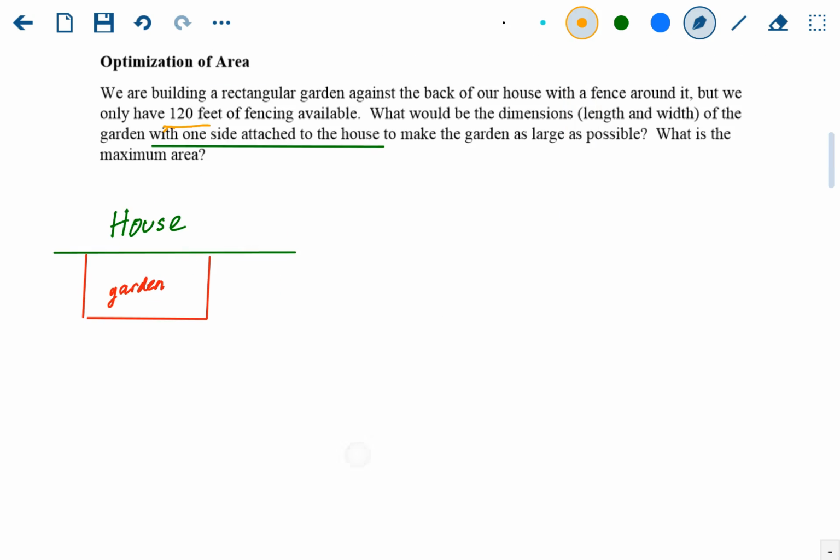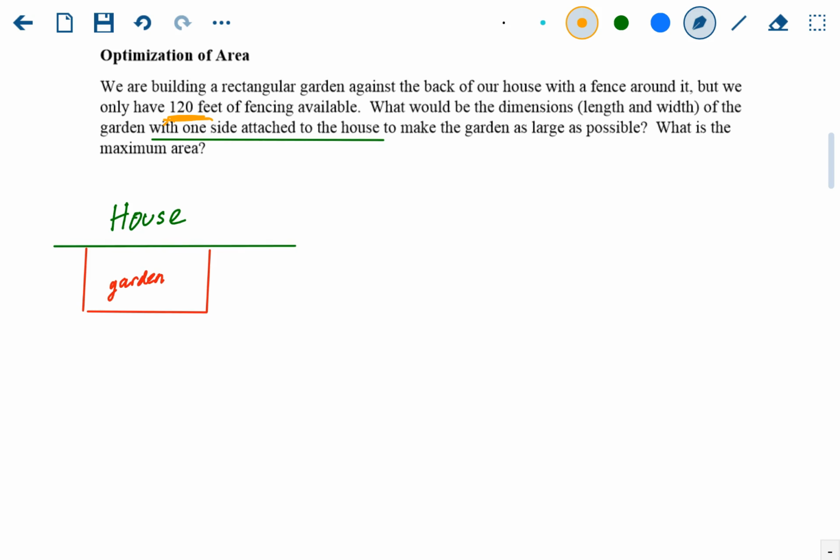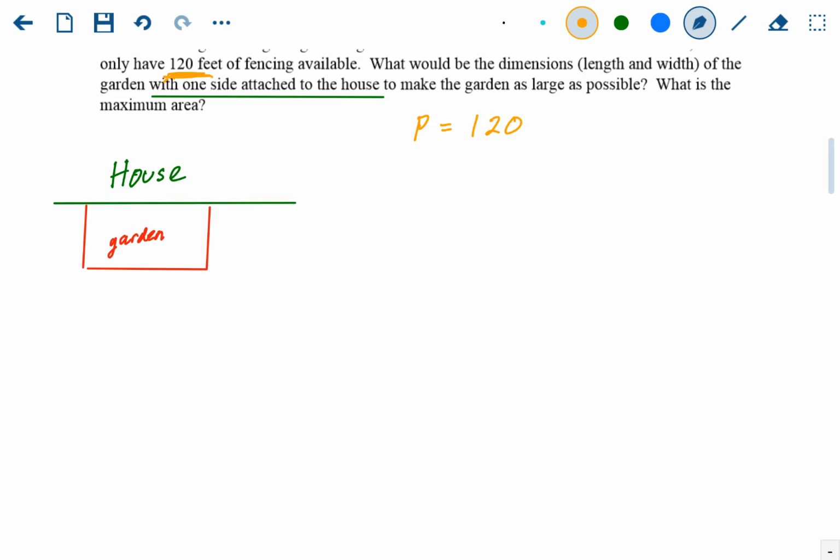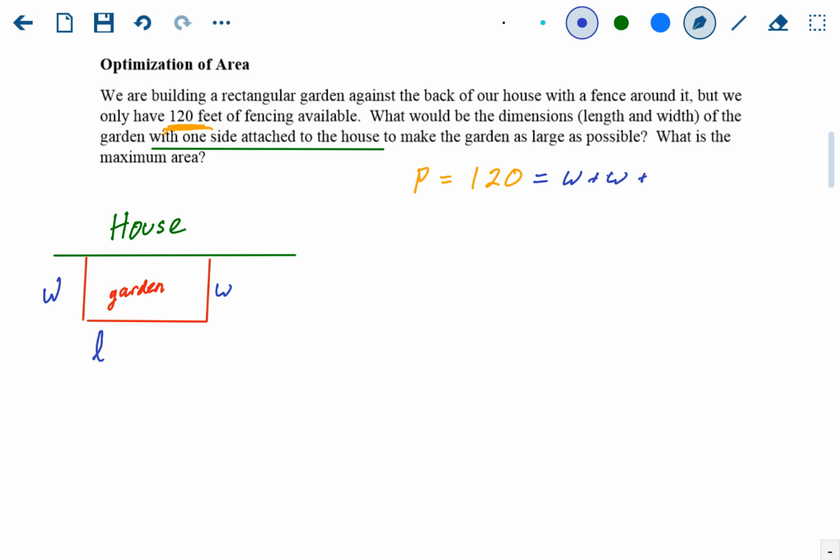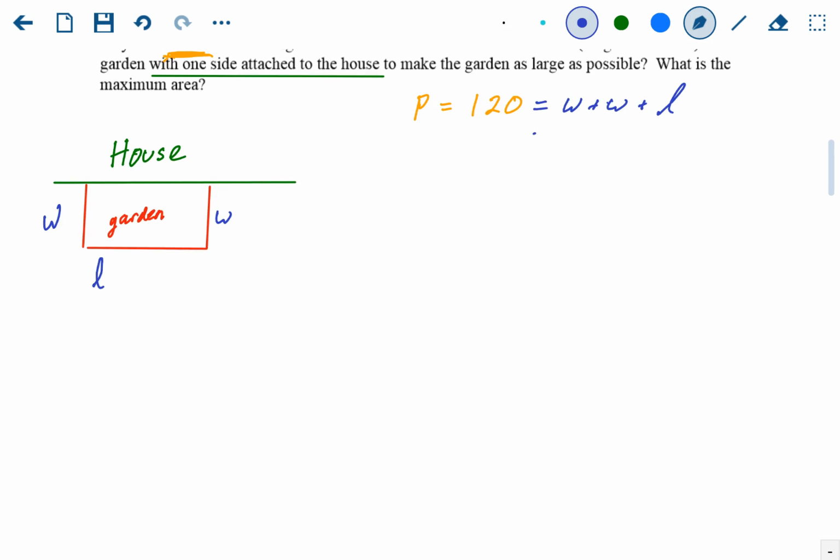Okay. All right, well, what do we know? We know we have 120 feet of fence. Okay, that's your perimeter. So the perimeter is 120 feet. How do we form the perimeter? Well, we have 2 widths here and we have a length. So the perimeter would be width plus width plus length. Perimeters add up all the sides. We only have 3 sides. Usually it's 4. Well, I could rewrite W plus W as 2W plus the length.